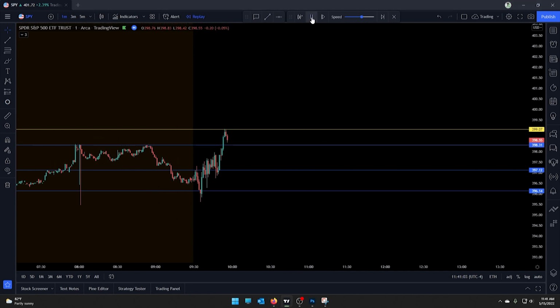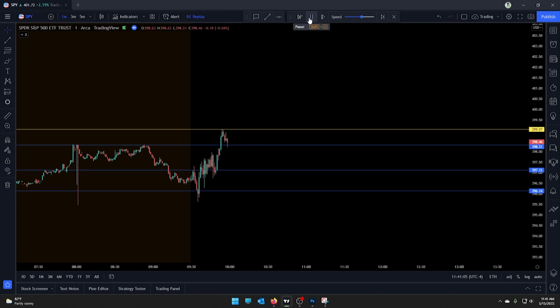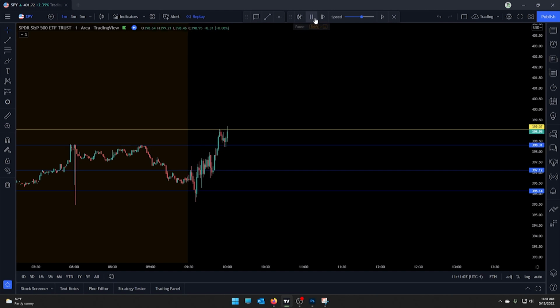Okay, so we're going to let it do its thing, see if we come down. We test it. We test it again. Now, we didn't bounce right off of it, but this is close enough to tell me that this is a decent support at this point. We couldn't get below it. We tried, and it got picked back up, and we're bouncing back up.